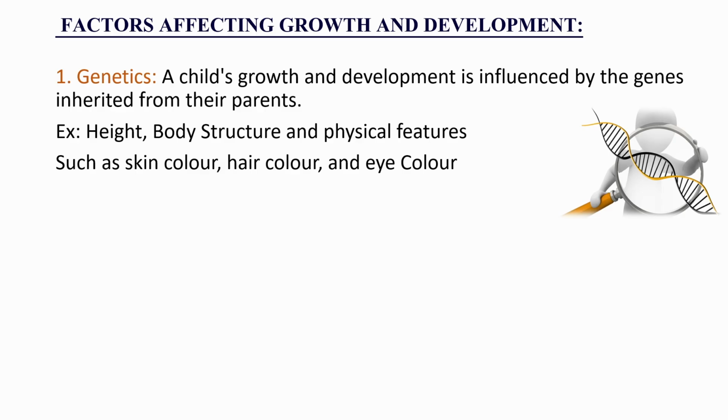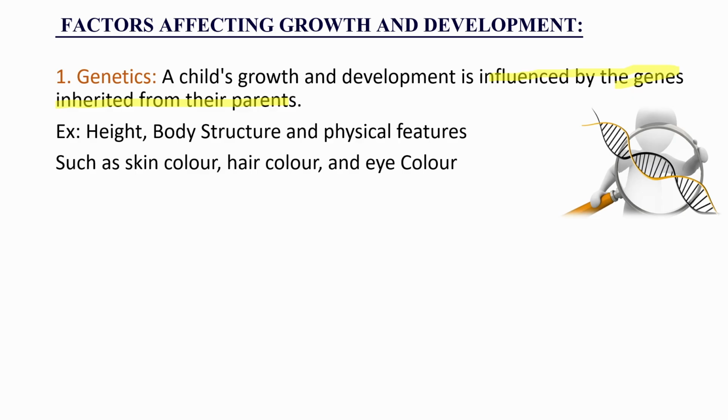A child's growth and development is mainly influenced by the genes that are inherited from their parents. Because of genetics, children often look similar to their parents. For example, genetics can influence height, body structure, skin color, hair color, and eye color. So if the parents are tall, there is a higher chance that the child may also grow tall. In the same way, other physical features can also be inherited from the parents. So that is about genetics.